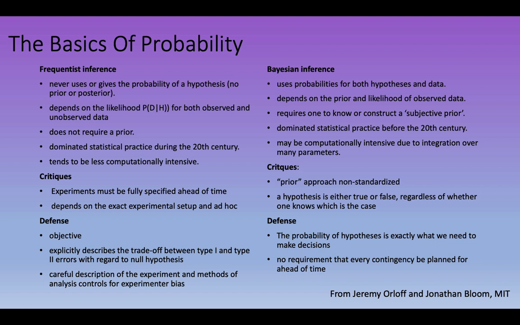Bayesians say, well, the probability of the hypothesis is exactly what we need to make a decision. This is our hypothesis about the system. What's the probability it's right? That's the best bit of information that we could hope to use when we need to make a decision. And the other nice thing about it is that there's no requirement for every contingency to be planned for ahead of time. Bayesians can reuse their information in a future analysis, so your current posterior distribution then becomes your future prior distribution. And so it can be guided in that fashion.